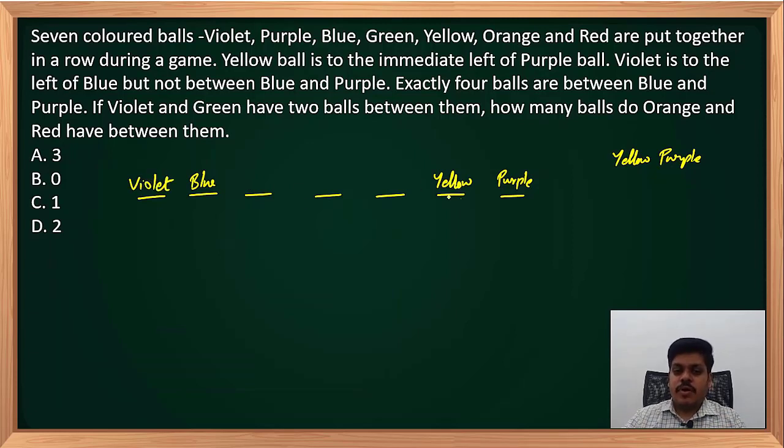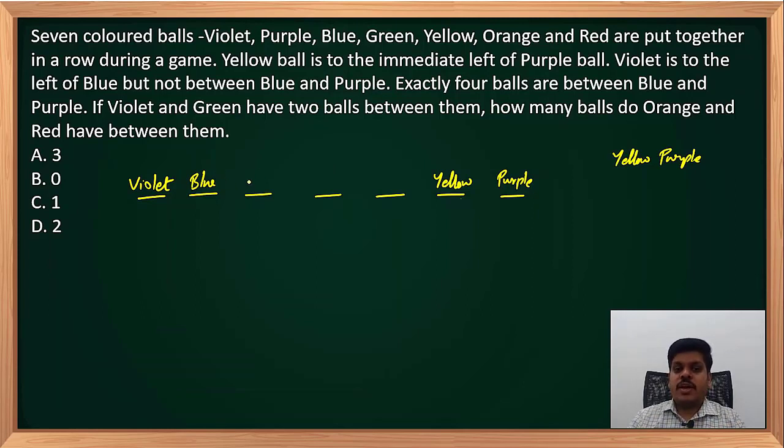Suppose in another case purple is here. Okay, we can place purple here, then yellow here, and also 1, 2, 3 purple to blue 4 spaces. So if here is purple, 1, 2, 3, 4 positions. So blue can be here, but the sentence "violet is to the left of blue" cannot be satisfied. So it cannot be a possibility. So this is the only possibility.